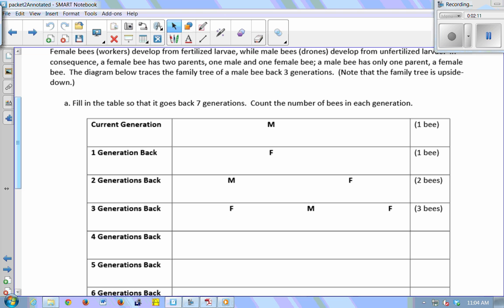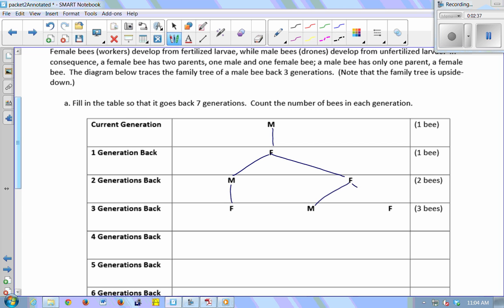So keep in mind this is upside down. Usually when you draw a family tree it's parents and then children underneath, but we're going backwards, right? So this male here, its parent is a female bee. This female has 2 parents, a male and a female. And then this male has 1 parent, just the female, and this female has 2 parents, a male and a female.